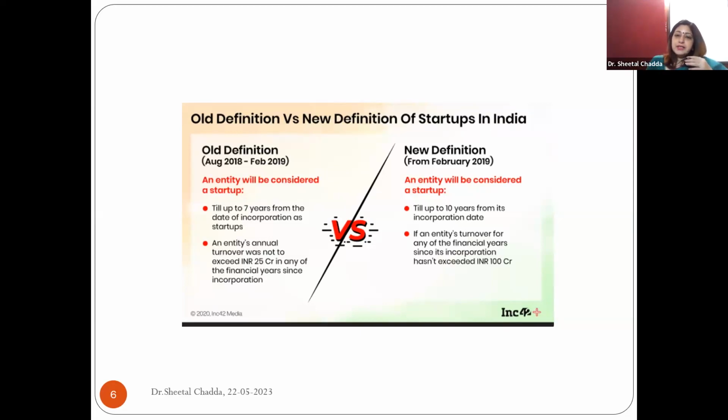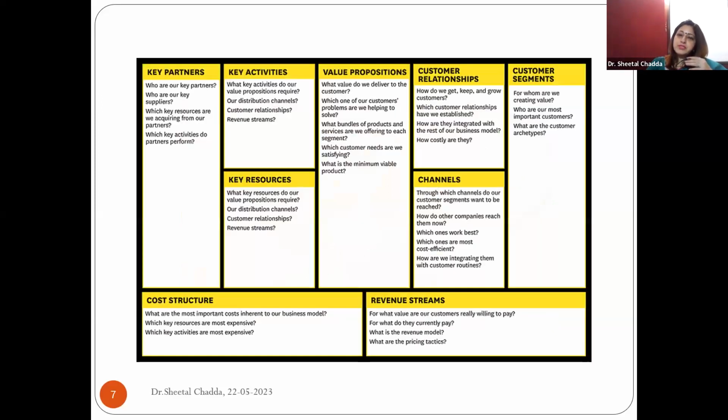Right. I'll give a recap of what I have been trying to make you understand. We have tried to understand first what is entrepreneurship, and then why entrepreneurship is important. We have understood why entrepreneurship is important in the case of India. Next, we have understood what can be called a startup in India. So far I believe it is clear, because next we are going to move to the business model canvas.